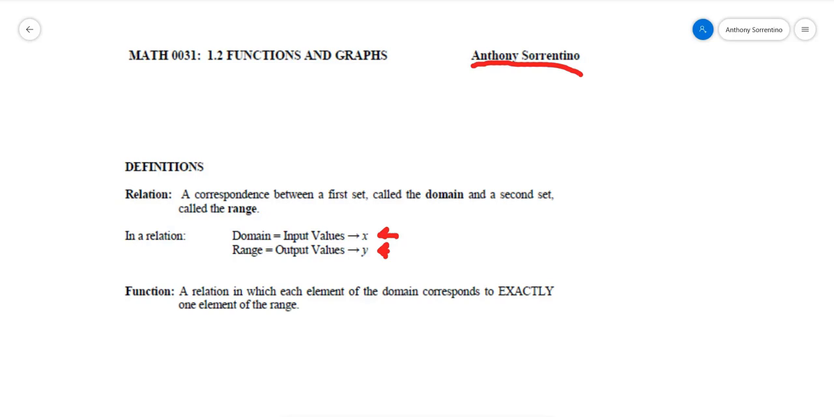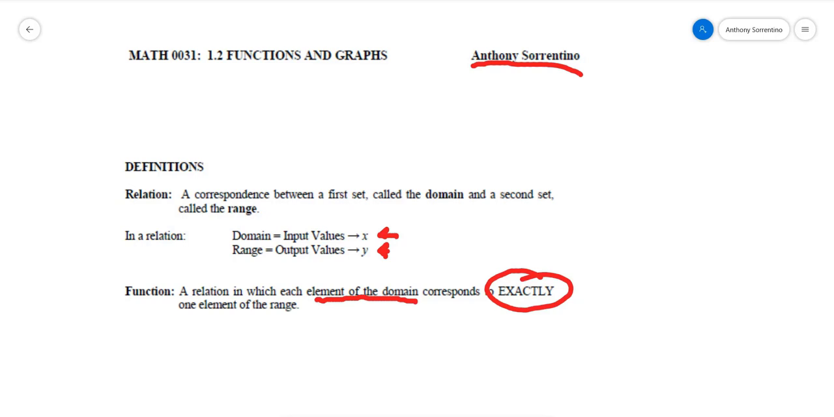Now, a function is a relation where each element of the domain corresponds to exactly one element of the range, which means, as far as a lot of our formulas go, each x value produces exactly one y value. Each input only produces one output. I could have two input values produce the same output, but I should not have one input value generating two different output values.